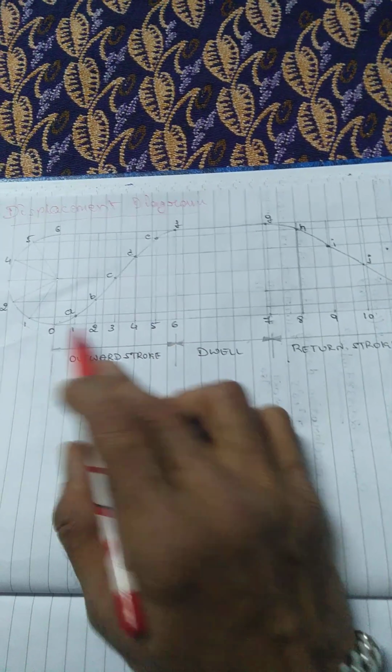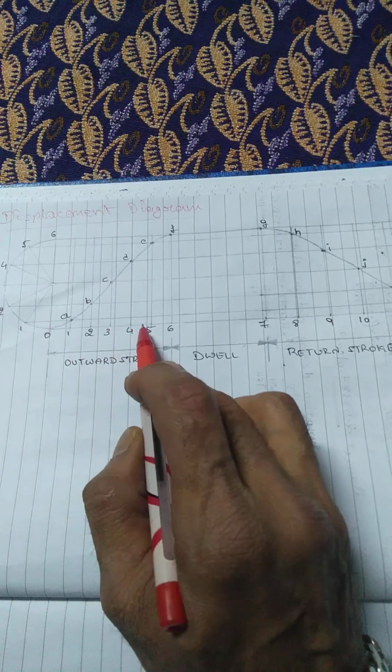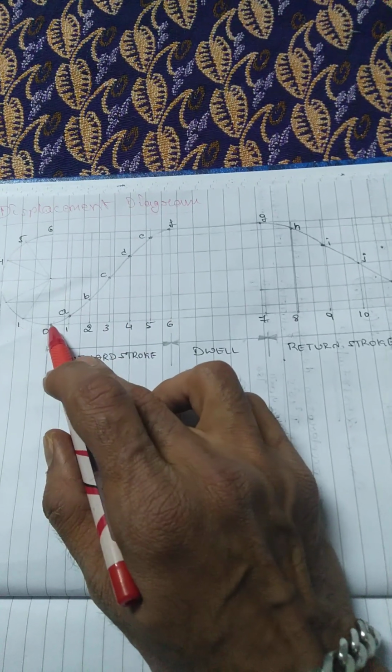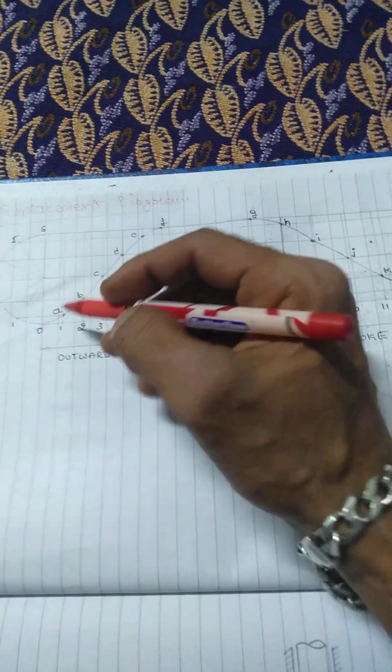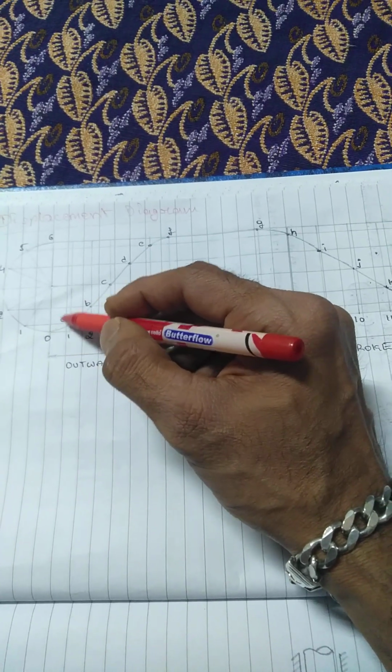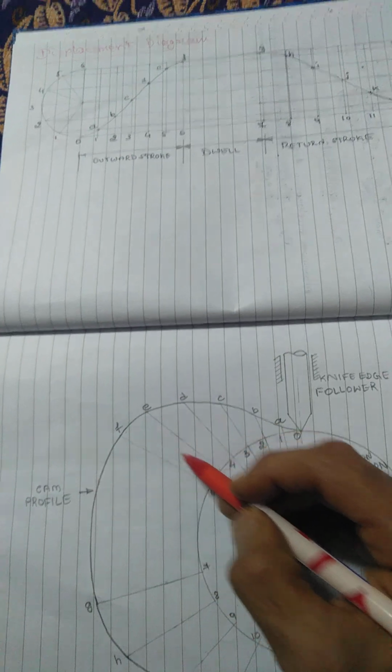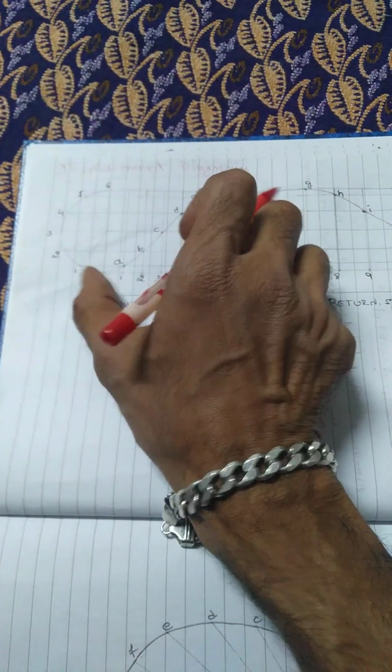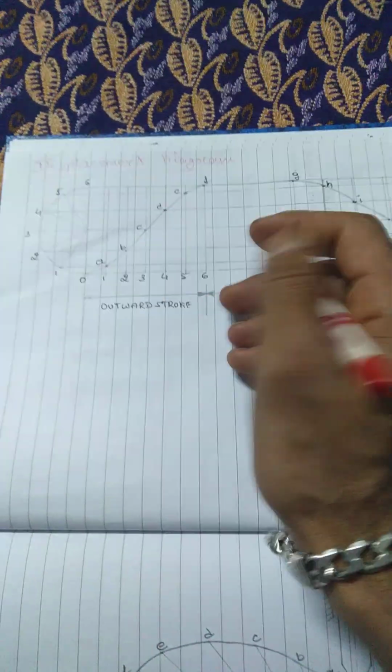So this is 0 to 6, each 1 centimeter. You can take fewer than this, or make smaller divisions so that you can get fine lines here, so that a smooth curve will be available if you take a larger number of these divisions. So I have taken 6.